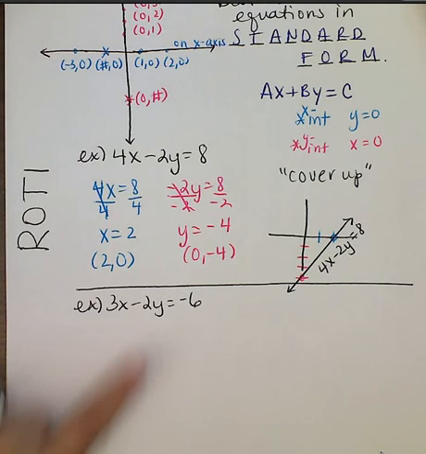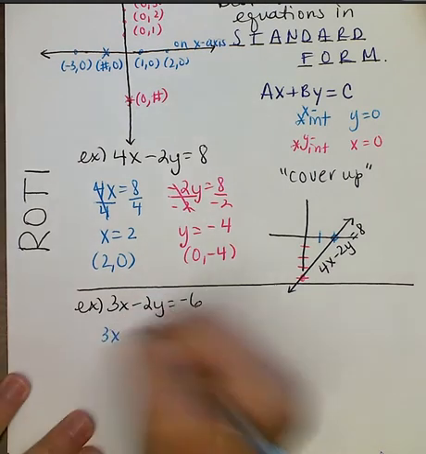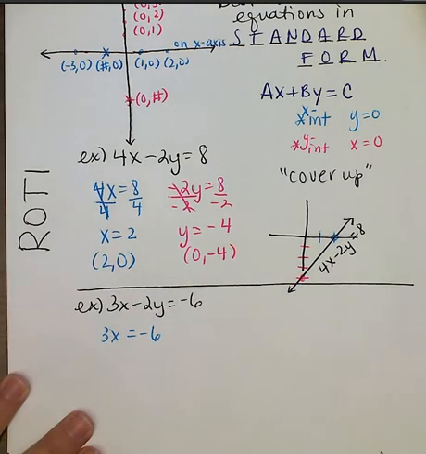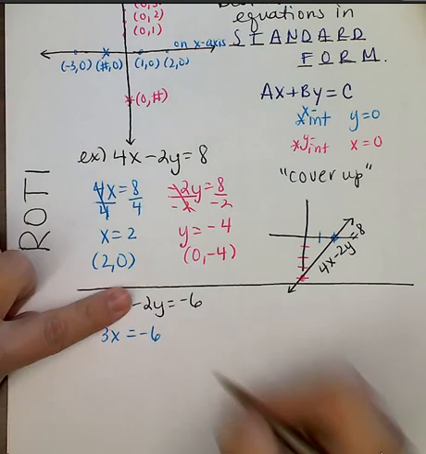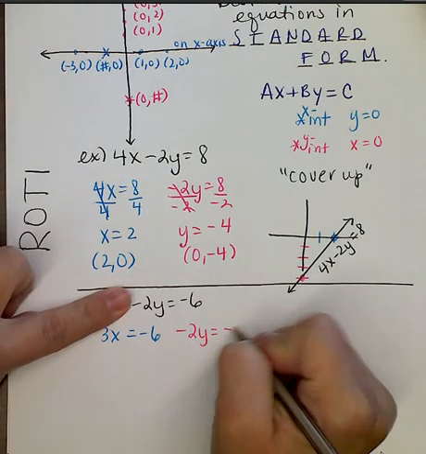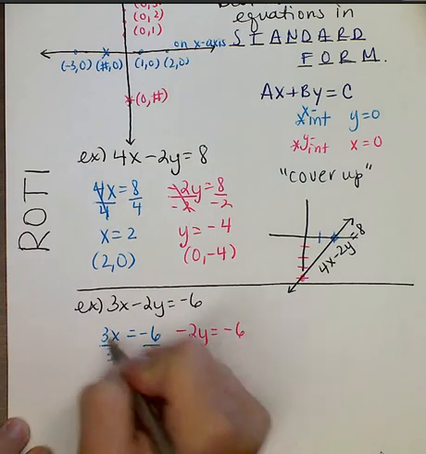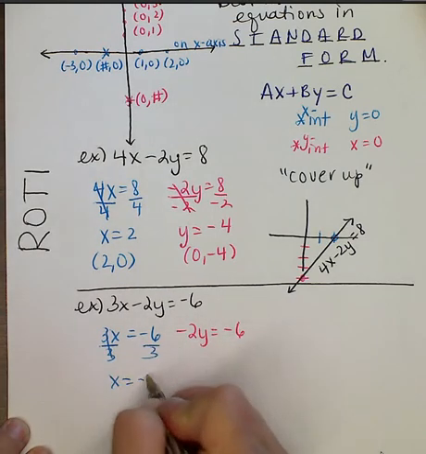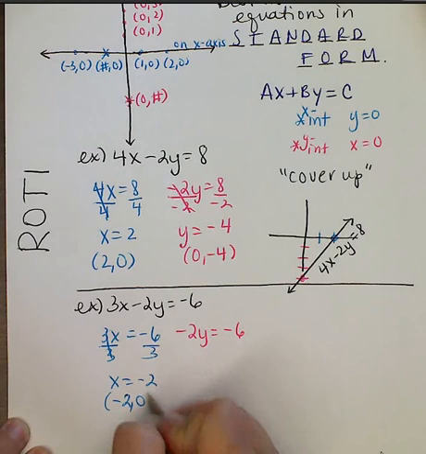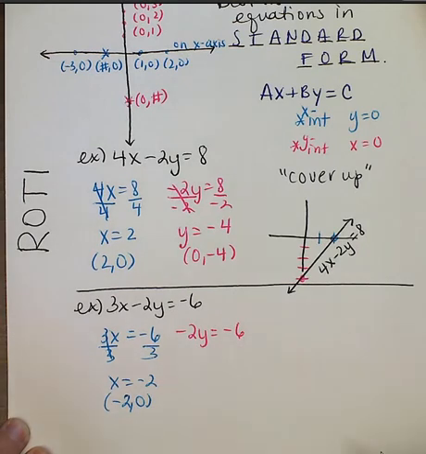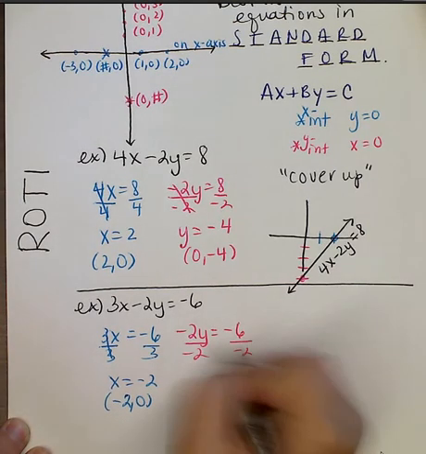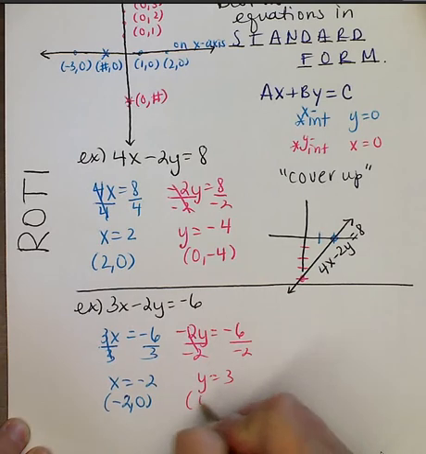If I cover up the y, I get 3x equals negative 6. If I cover up the x, don't lose that sign, negative 2y equals negative 6. Solving both of them, it looks like I'm going to get x equals negative 2. So the x-intercept at negative 2, 0. And the y value of 3.